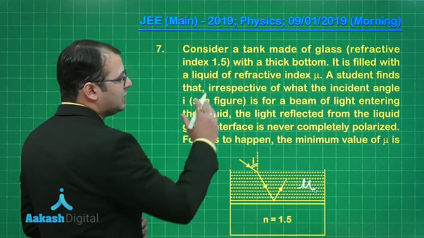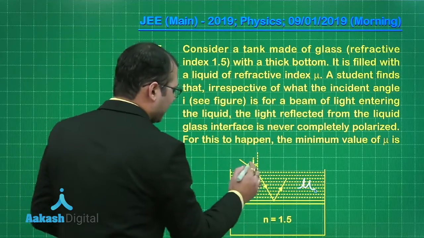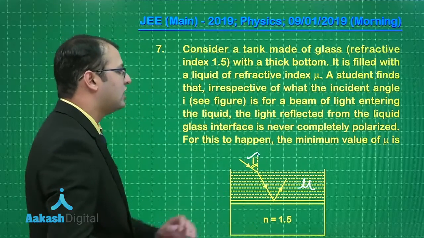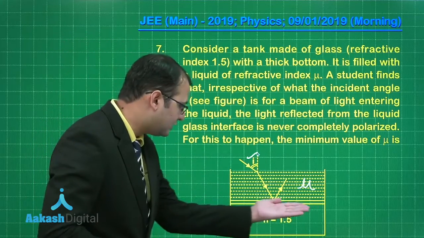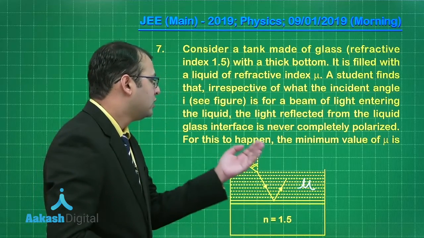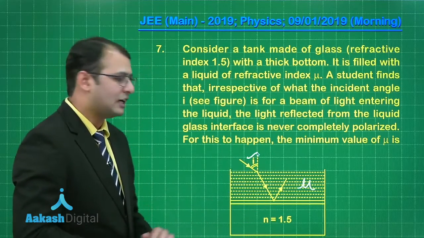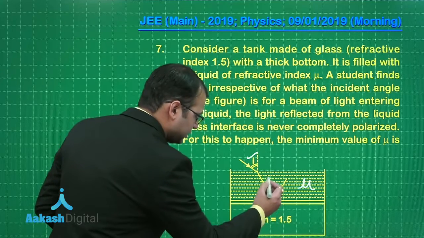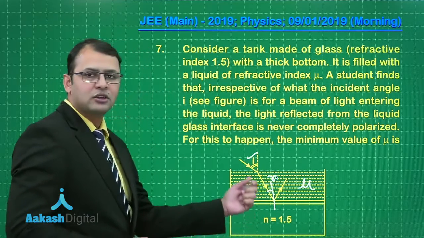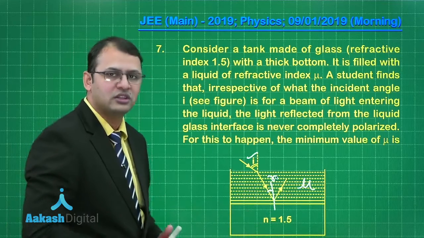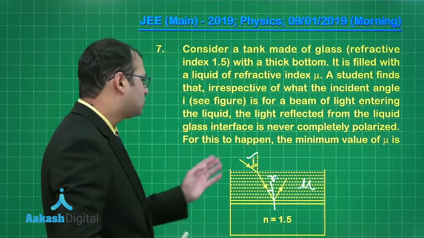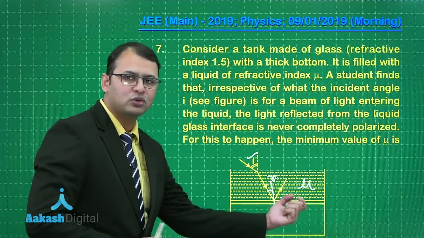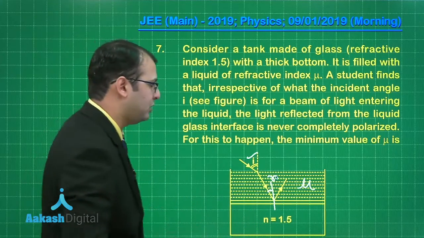A student finds that irrespective of what the incident angle I is for the beam of light entering the liquid, the light reflected from the liquid-glass interface, that is this portion, is never completely polarized. That means this angle, whatever is being made with this vertical line here, let's suppose this is R, is not satisfying the condition of polarization. So for this to happen, what should be the minimum value of mu so that the light gets polarized? This is our main question.